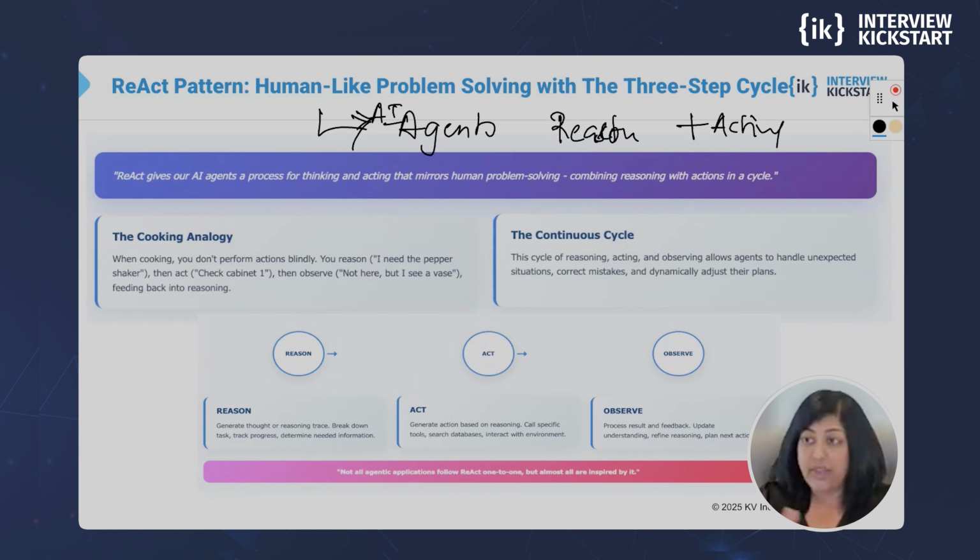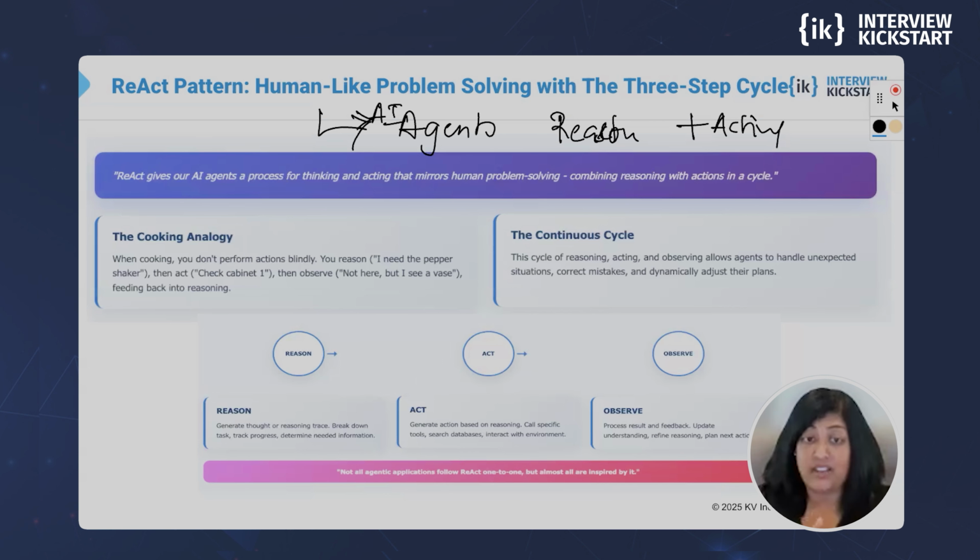Let's say you're cooking, and I'm making a pasta dish in the kitchen. I'm not performing my actions randomly, nor am I doing it mindlessly, right? I'm basically reasoning. It could be that I've already cut all the veggies and I've got a pot ready on the cooktop, and the water is boiling. Okay. Now to put everything together, to get the veggies together, I need to saute them in a saucepan, right? And I need the pepper shaker. Okay. So I reason.